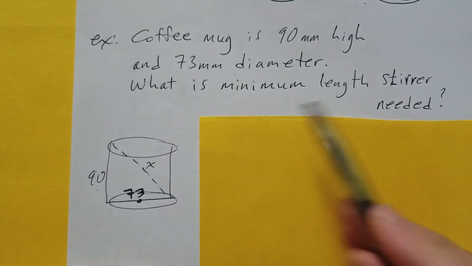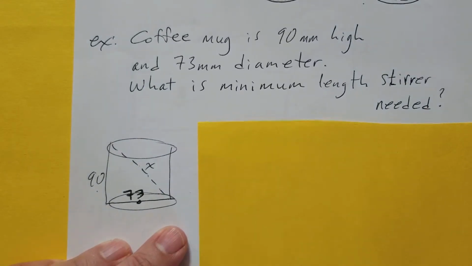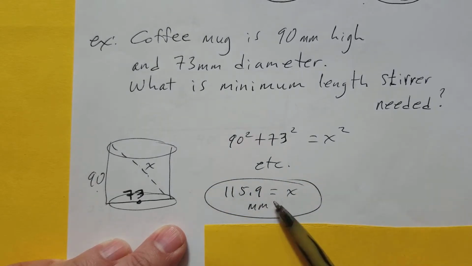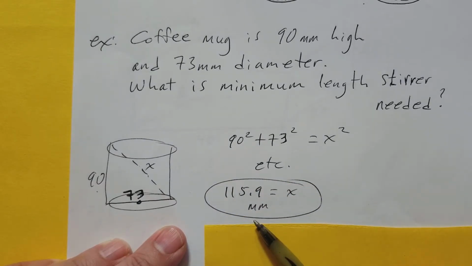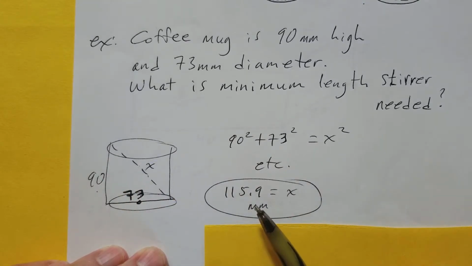We're looking for the minimum. So that's a simple right triangle problem. We set up the numbers, and we find that the stirrer, which is the diagonal, has to be a minimum of 115.9 millimeters.